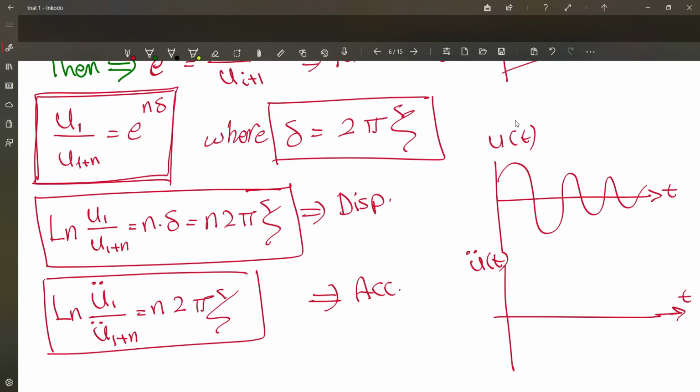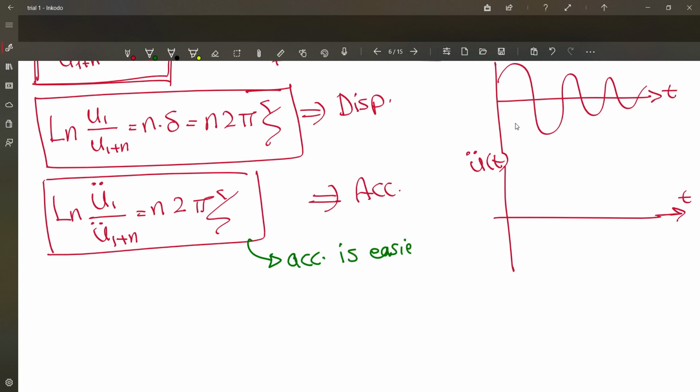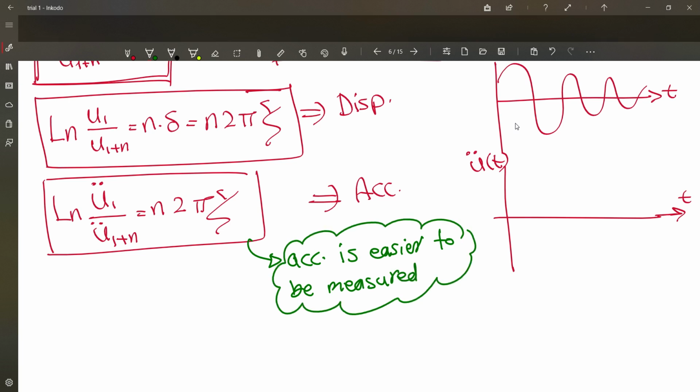So why do we enter the acceleration here? What is the reason for putting the acceleration? The point is, commonly acceleration is easier to be measured compared to the displacement, as we are going to see later.